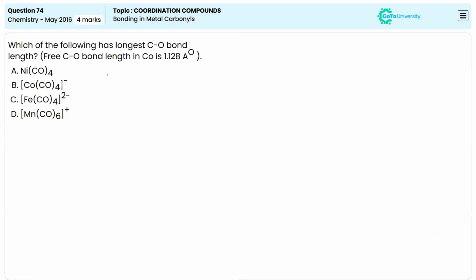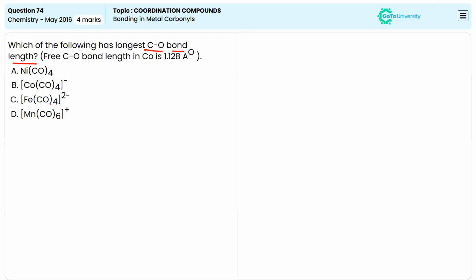Which of the following has the longest carbon-oxygen bond length? Okay, so here we have four different metal carbonyls. That is nickel tetracarbonyl, then tetracarbonyl of cobalt ion and hexacarbonyl of manganese. So for the bond length between carbon and oxygen, in order to explain that, we have to see which metal has the maximum charge.